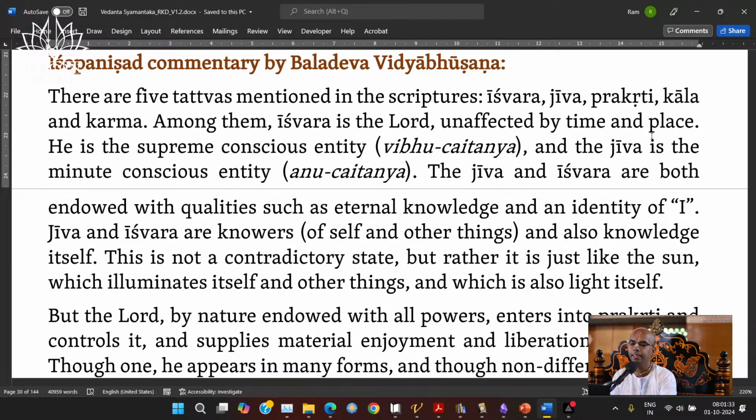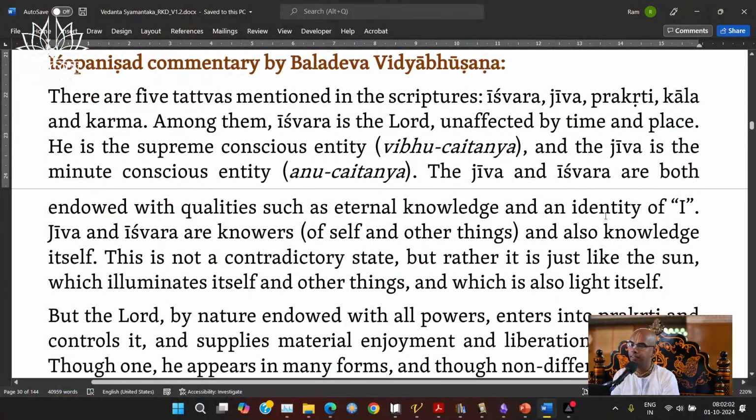So what we are discussing here is that of these 5 tattvas, 2 are conscious, Ishvara and Jiva, whereas the rest 3, Prakriti, Kala and Karma, do not possess consciousness. There are controllers who have consciousness, who control these aspects, but consciousness is possessed by the supreme living entity Krishna, Vibhu Chaitanya, and the minute living entity, Anu Chaitanya, the Jiva. And it is said Jiva and Ishvara are both endowed with qualities such as eternal knowledge and an identity of I. And Jiva and Ishvara are knowers and also knowledge itself.